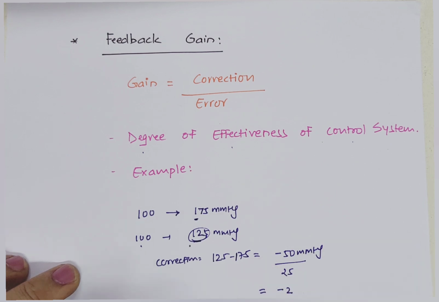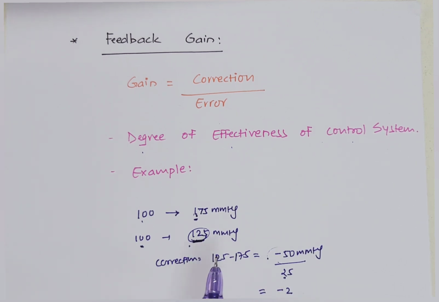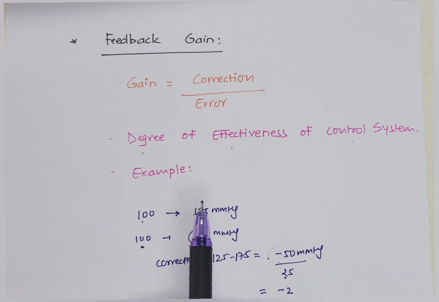Am I clear? Again I repeat, if the baroreceptors are working, when we are infusing blood our blood pressure rises from 100 to 125, but if baroreceptors are not working, it is 175. So correction is how much it is corrected. Instead of 175, baroreceptors will allow it to rise only to 125. So correction is minus 50, and how much could not be corrected is 25. So this is the gain. Many times this may be asked in NEET as a question: calculate the gain of this feedback mechanism.